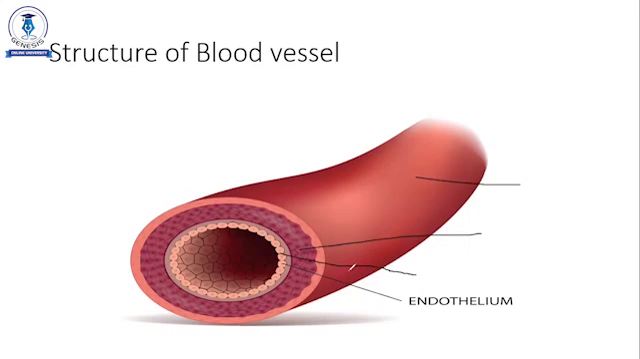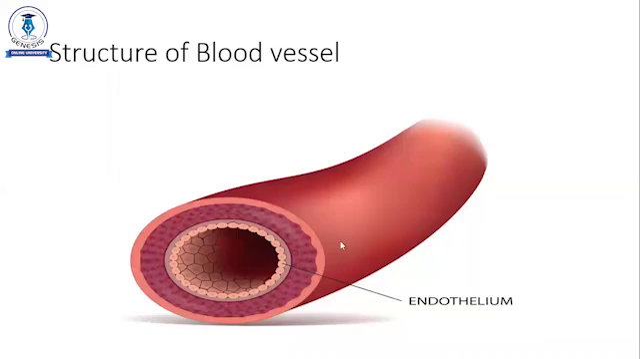In the tunica intima, there are two parts: mainly the endothelium, which is marked here, and below the endothelium is the subendothelium. During an injury of a blood vessel, the endothelium gets damaged, and due to the damage of the endothelium, the subendothelium gets exposed, and from there the next step starts, which is called primary hemostasis. So we start the next step, primary hemostasis.